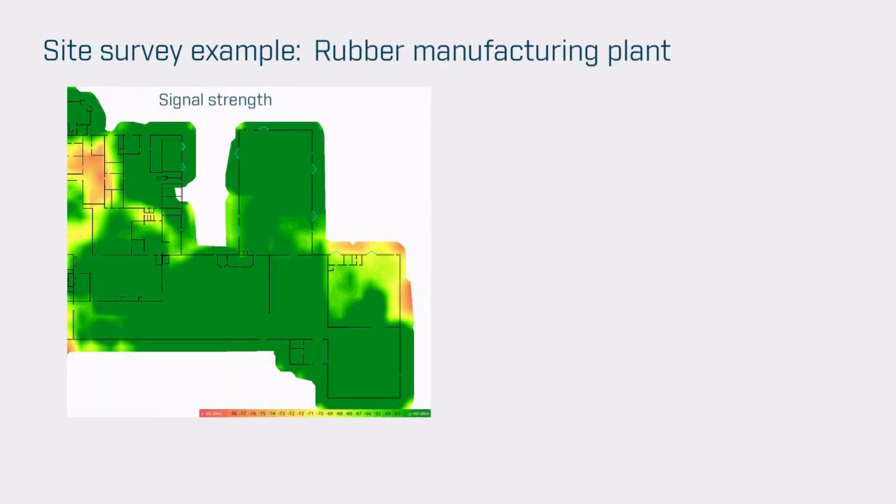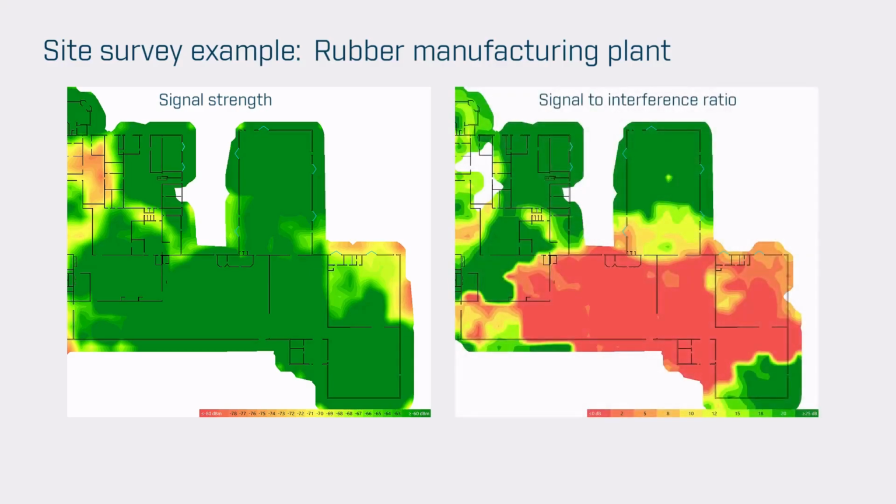Let's examine a real example where a site survey was used to troubleshoot Wi-Fi issues. A rubber manufacturing plant experienced problems with its Wi-Fi network. When looking only at the signal strength, where green indicates a good signal and red indicates no signal, everything appeared fine. However, this view misses the background interference. To the right, you see the view of the signal-to-interference ratio.